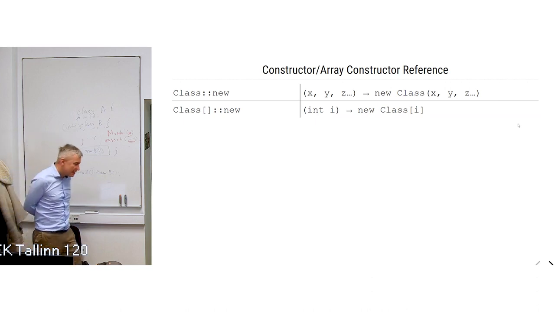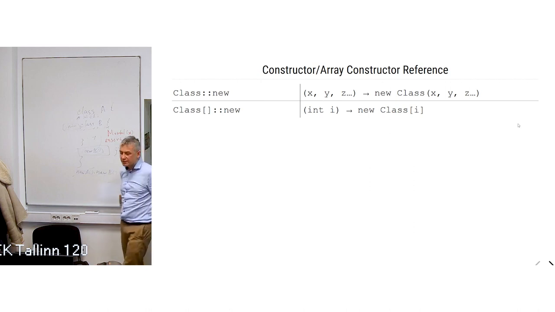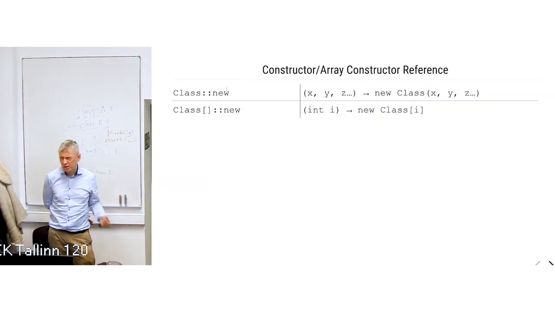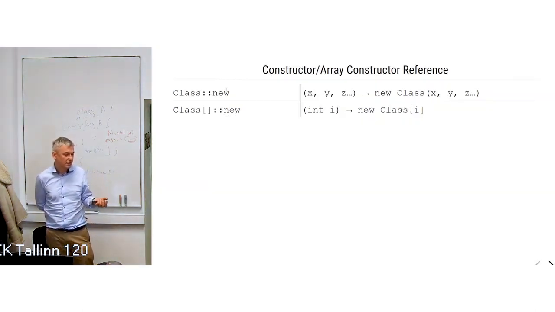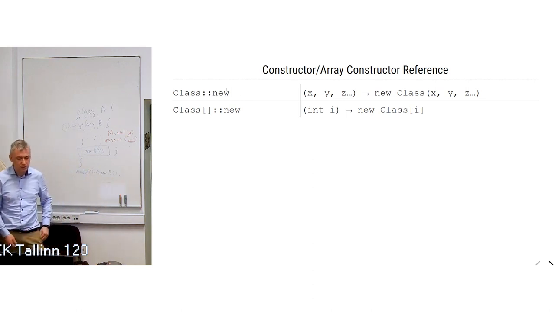And besides that, we have constructor reference and array constructor reference. I think this makes sense for you. We can write class new, and a constructor is a sort of static method in the class, right? Because you're just calling the constructor with its arguments, and so it's going to work.